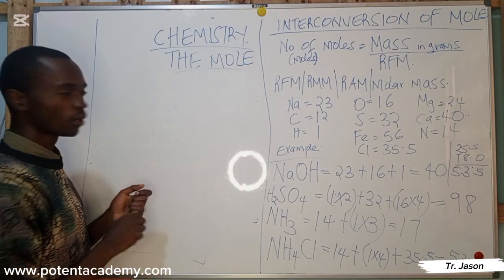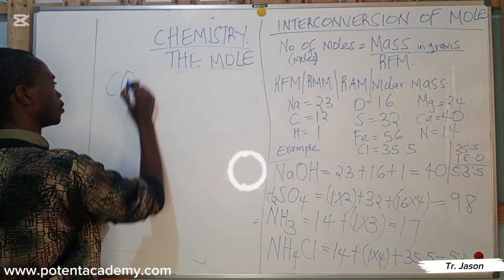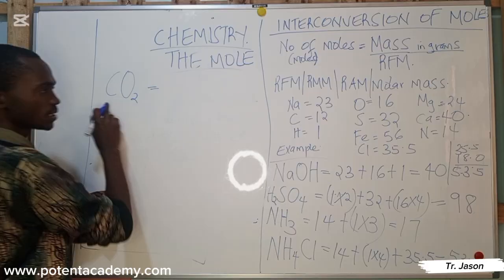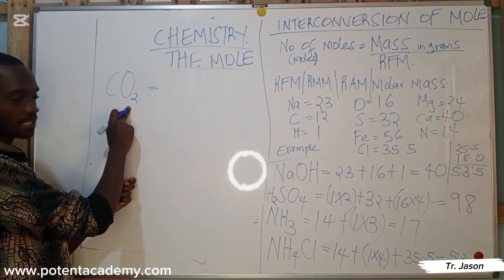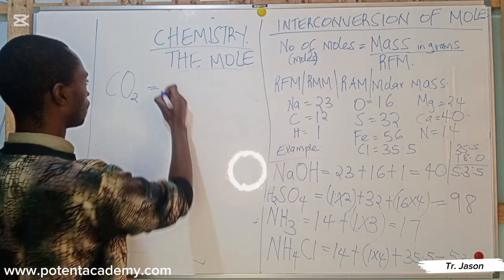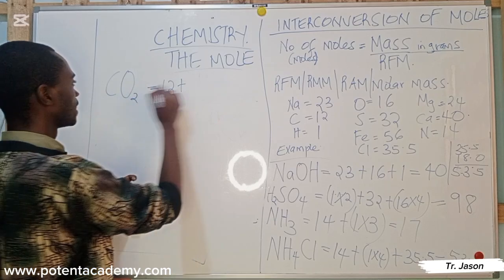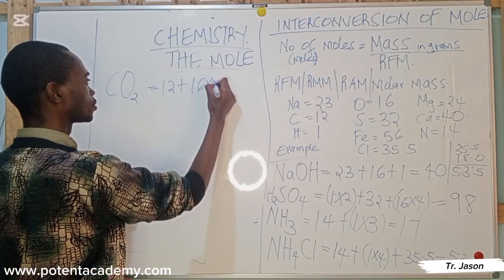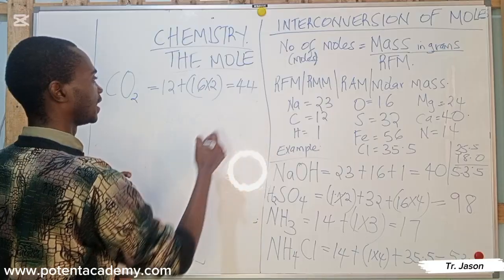Carbon dioxide we write as CO2. Can you see how we write carbon dioxide? Our C is capital, our O is capital. RFM for carbon is 12. RFM for oxygen is 16. How many atoms of oxygen? 2. We get your answer as 44 after adding up.